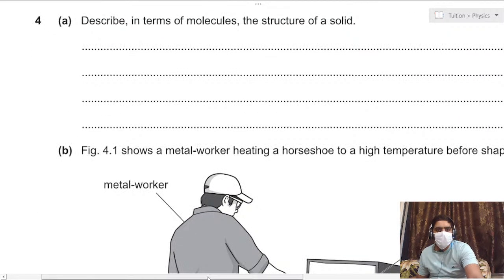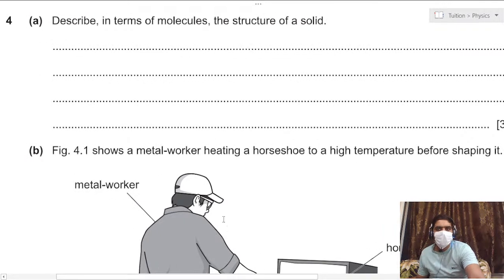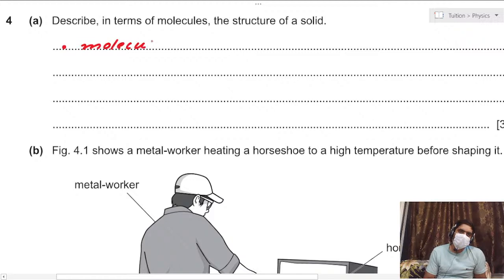Describe in terms of molecules the structure of a solid. I'm going to write the bullet points. Molecules are in fixed place. Was that clear, Momina? Why are we using 1 and not using 1110?